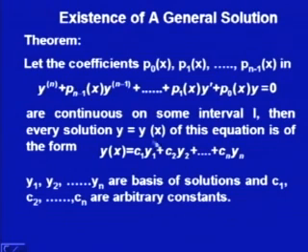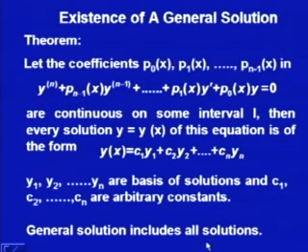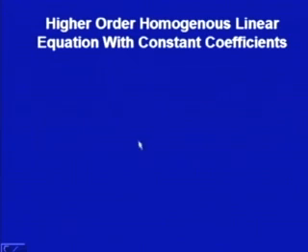and C 1, C 2, C n are arbitrary constants. That is, this nth order equation will have n linearly independent solutions, and the general solution would be a linear combination of those linearly independent solutions. Moreover, all the solutions of this equation would be included in the general solution. That is, there would be no singular solution for this homogeneous linear differential equation of order n. So, let us come first to the higher order homogeneous linear equation with constant coefficients.